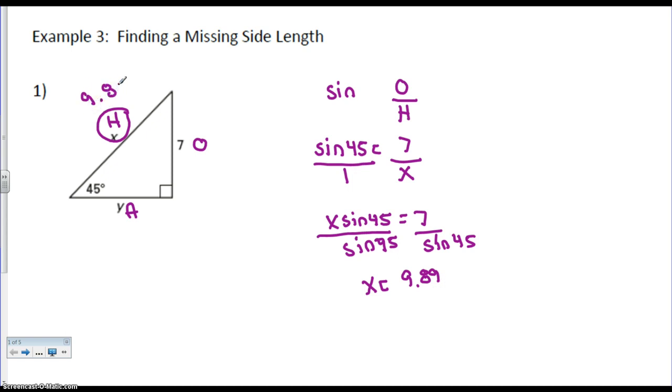And I could easily find out what y is by using the Pythagorean theorem and just saying 9.89 squared equals 7 squared plus y squared. That can get me y, but I want to show you another way to use one of the trig ratios to do that. So let's just say again that I'm starting off with the 7, which is the opposite side, and I have my adjacent side. So I have O and A.